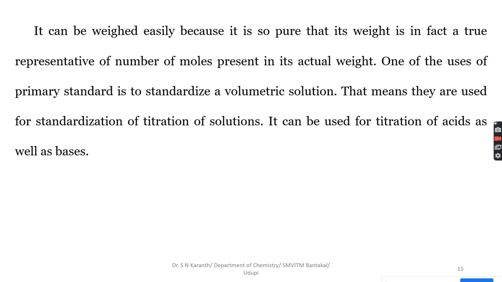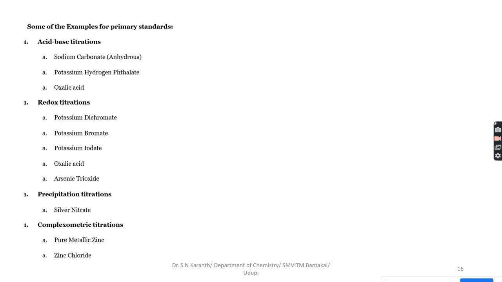That means they are used for standardization of titration of solution. It can be used for titrations of acid as well as base. Say these are some examples we normally use. The salt which is used to prepare a standard solution.